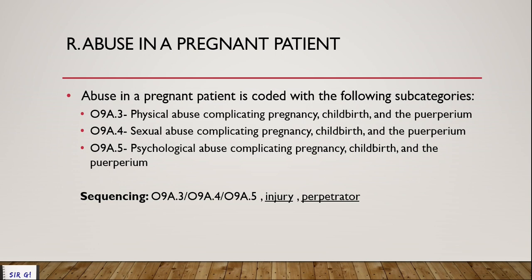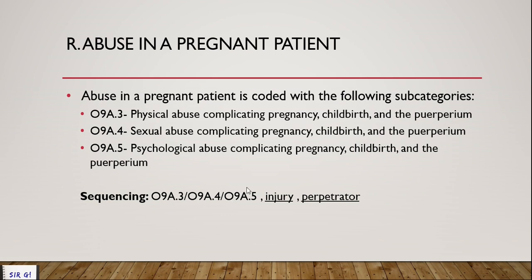Now, keep in mind that I will be discussing another chapter, chapter 19. We're talking about abuse. Guys, you can only report abuse if it's confirmed abuse. So, that's why the sequencing is O98.3, O98.4, O98.5. Guys, if all abuses are present, you need to code them all, and the sequencing is like this: .3, .4, and .5. But if it's only physical abuse, you just need to put in O98.3. If it's only psychological abuse, you use O98.5 only.